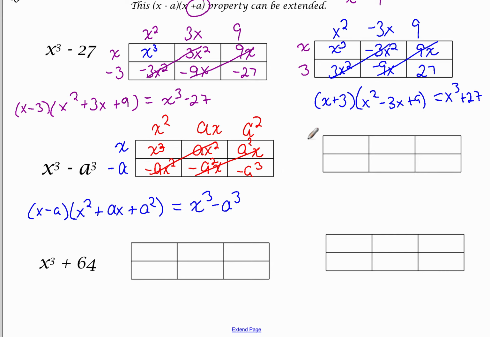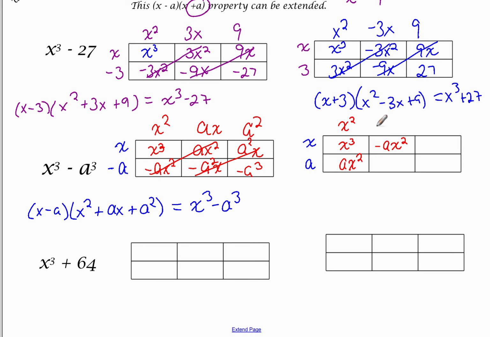Okay, well, let's look at the positive part. The cube root of x cubed would be x. The cube root of a cubed would be a, and we're going to look at the positive and see what happens. All right, I need to get an x cubed, so this is x squared. That gets me ax squared. All right, ax squared has to cancel out, so this has to be negative ax squared.